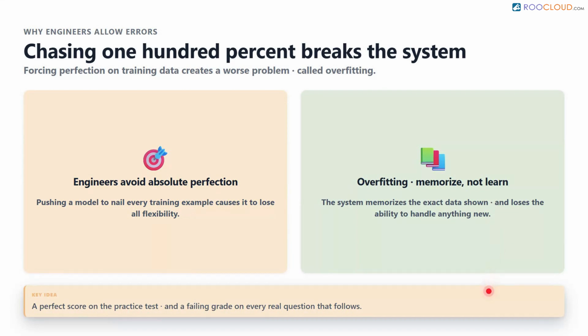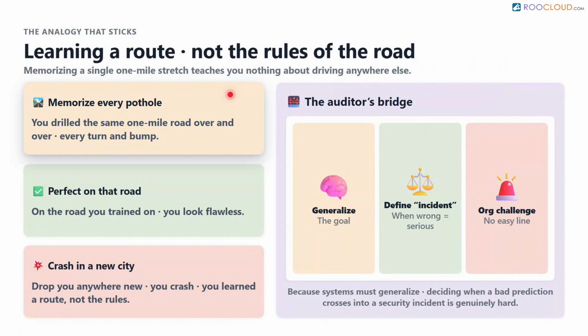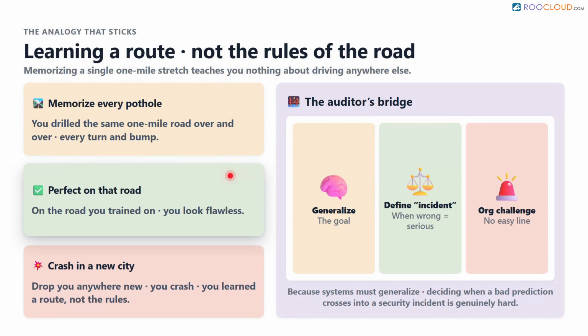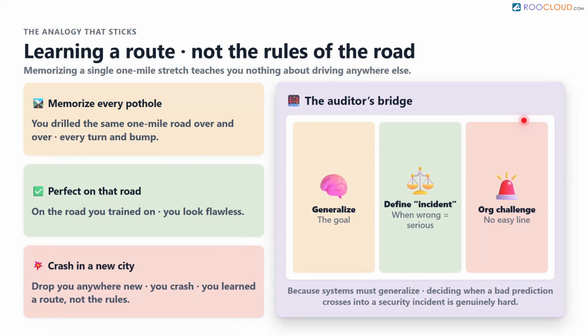Overfitting happens when a system essentially memorizes the exact data it was shown, but completely loses the ability to understand any new, unfamiliar information. Imagine teaching someone to drive by making them memorize every single pothole and turn on a specific 1-mile stretch of road. They will drive that specific road perfectly. However, if you drop them in a new city, they will crash immediately because they learned a route, not the actual rules of driving. Because these systems are meant to generalize, defining exactly when a bad prediction becomes an actual security incident is a major challenge for any organization.